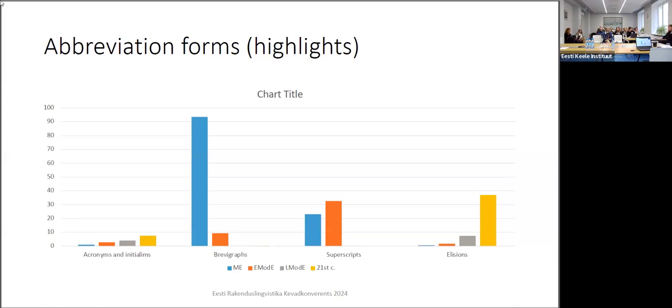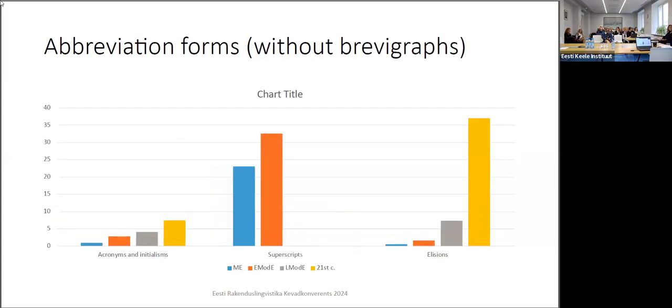Brevigraphs are a really massive category in Middle English, so they are completely in a league of their own. They are still used in the early modern period, and then they virtually disappear. If we leave brevigraphs out, we do see that acronyms and initialisms increase towards the present day. Superscript abbreviations were really popular in the early modern period, around 1600. These days, I guess they're used for numerals. If you type "fourth" in Microsoft Word, it will want to put in the superscript, but other than that, not.